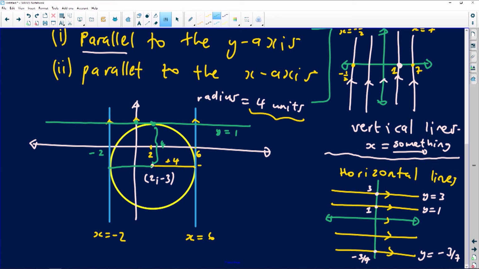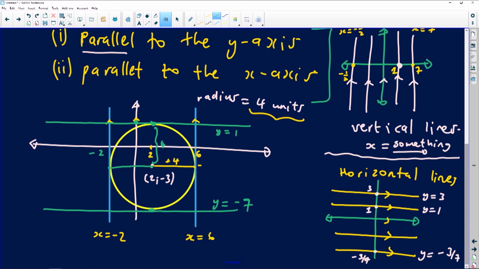The other one is going to be at the bottom. The other tangent is going to be here. It's also going to be y equals something, since it's parallel to the x-axis. How many moves am I making from -3 going down? I'm making 4 moves. When I make 4 moves from -3, I'm going to end up at -7. So that's going to be the equation of number 2.